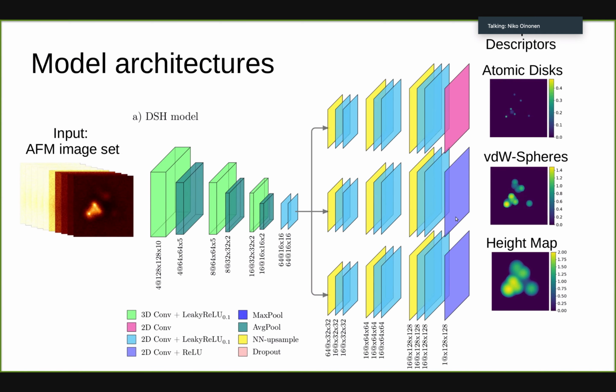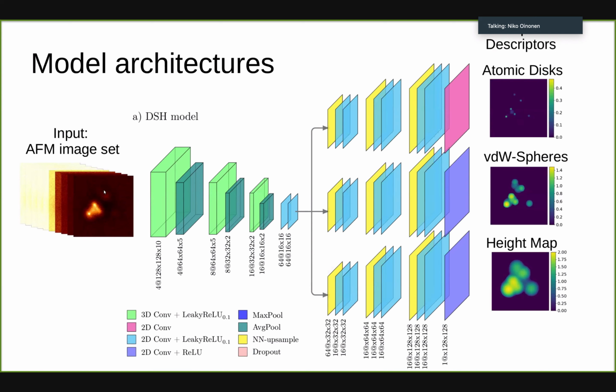Then going into the specific model architectures that we use. We use convolutional neural networks, and these are fully convolutional, so all the layers have this kind of image structure. We use two models. The first one, we adopt the DSH model because it predicts the disks and the spheres and the height map descriptors.